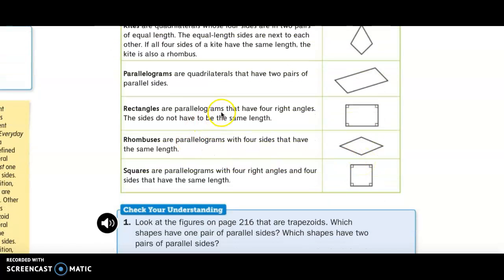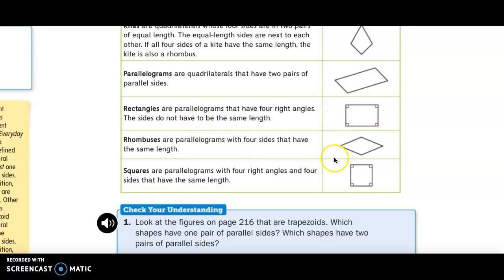Rectangles are also parallelograms that have 4 right angles. The sides do not have the same lengths. So look at this line, and this line will never touch, and this line, and this line will never touch. So it is a parallelogram. But to be even more specific, it's a rectangle because it has 4 of these right angles. These perfect angles that go straight up and down and straight across. Just like how a wall meets the floor, these right angles. But all side lengths aren't the same.